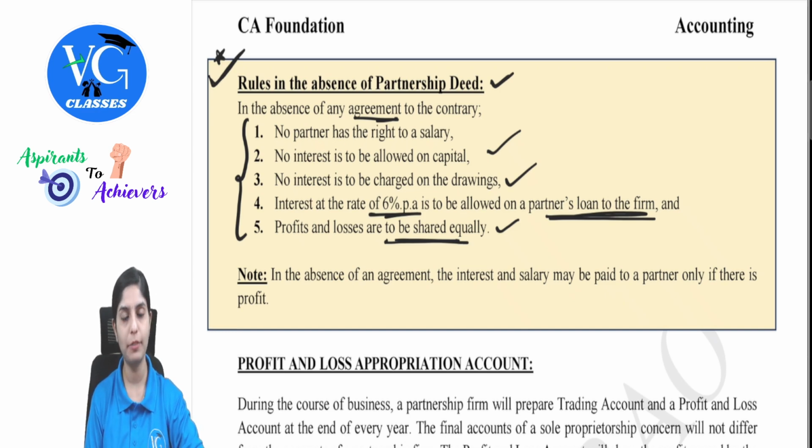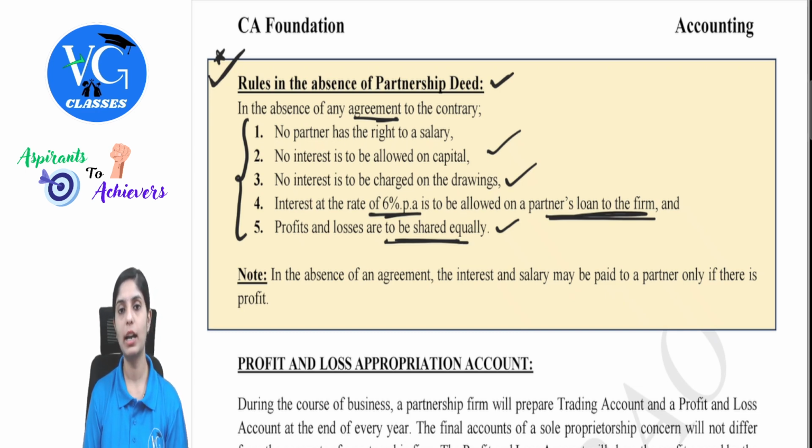How is it framed? They will just give you all the points of what the partners are expecting. Sometimes they can tell you, for example, assume there are two partners A and B, and there is no partnership deed present in the partnership business. Now B wants to draw salary, something like that. So in this case, there is a strict no, because in the case of absence of a partnership deed, these rules must be followed. So B will not be entitled to draw any salary.